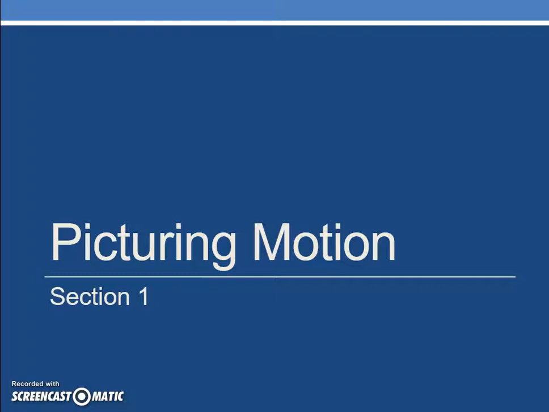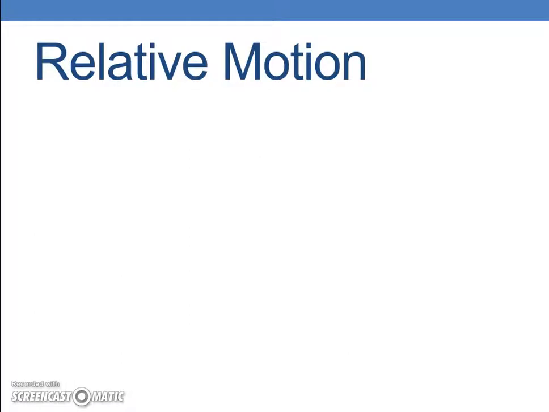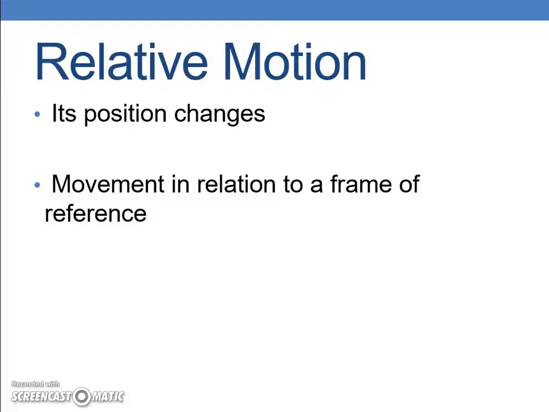Now before we can imagine what motion is, we need to know what motion is. So our definition is that it is anything in which the position changes. Okay, so with motion, you have to have a change in position. That also means that you have movement in relation to some sort of frame of reference.